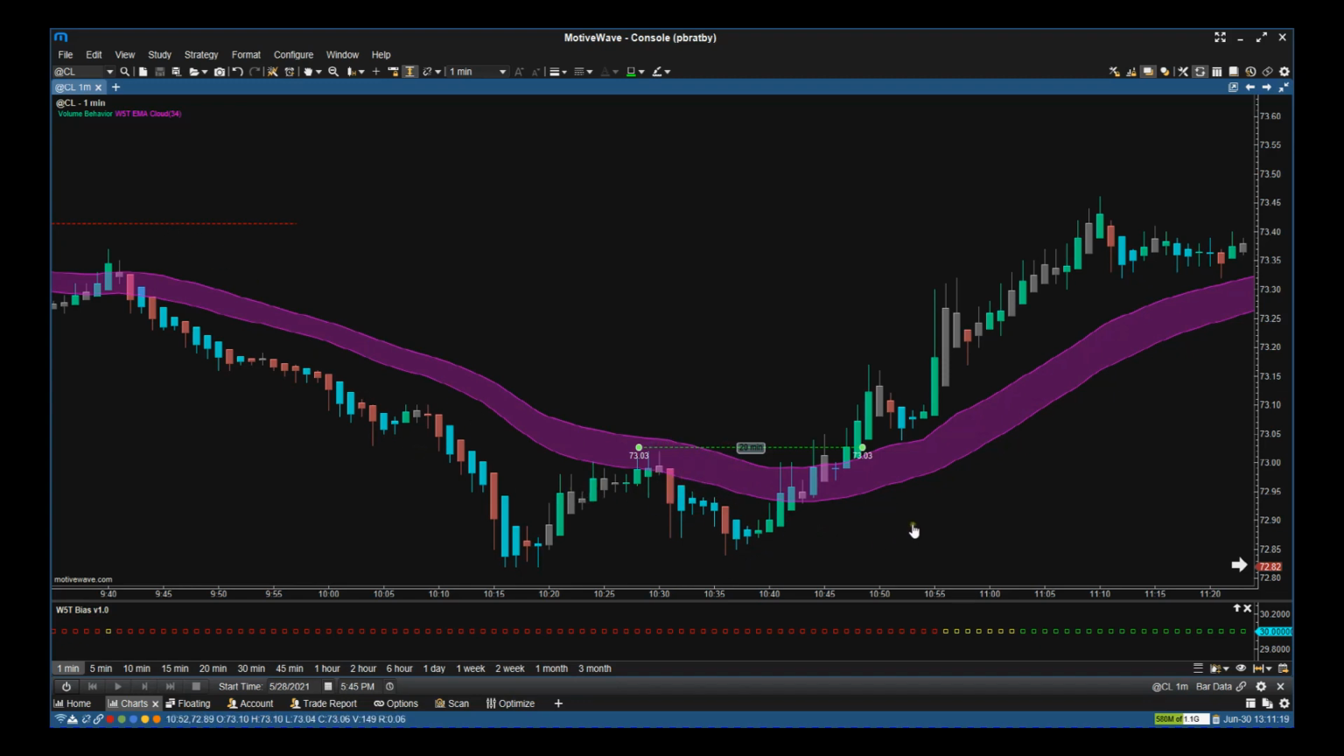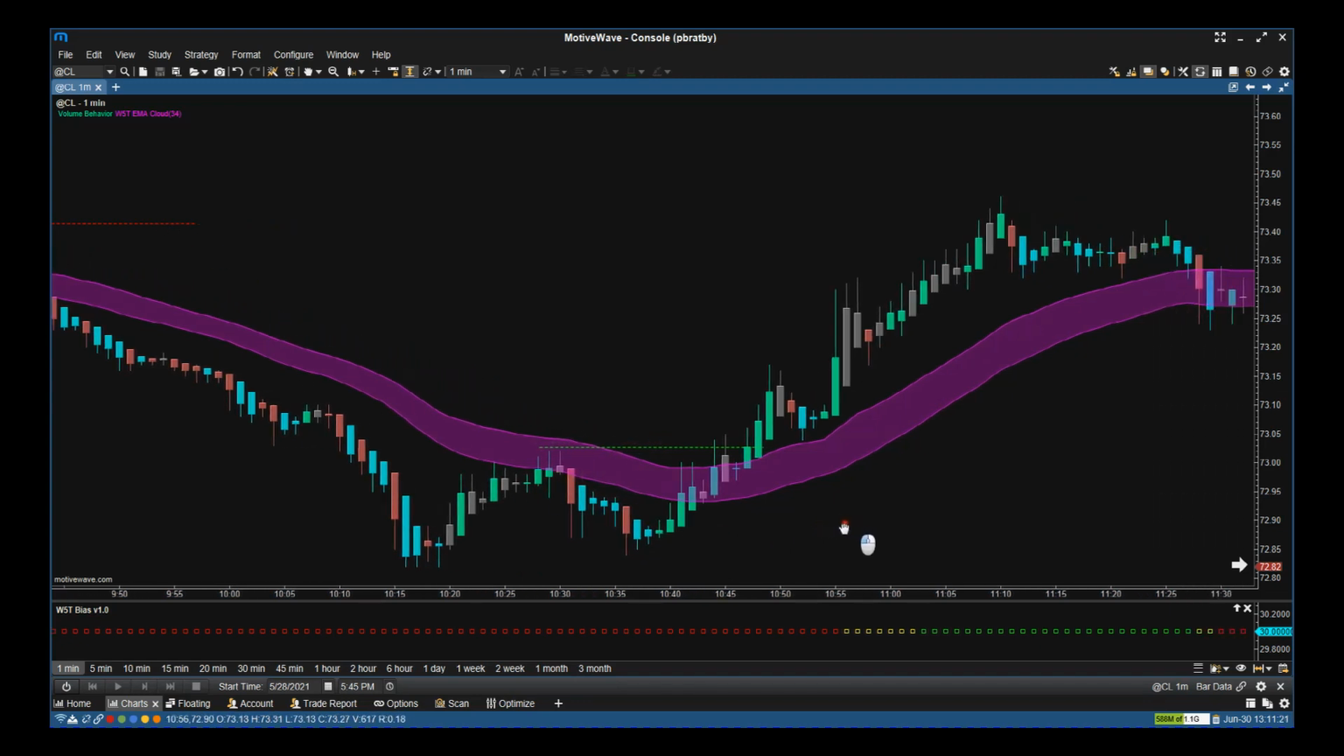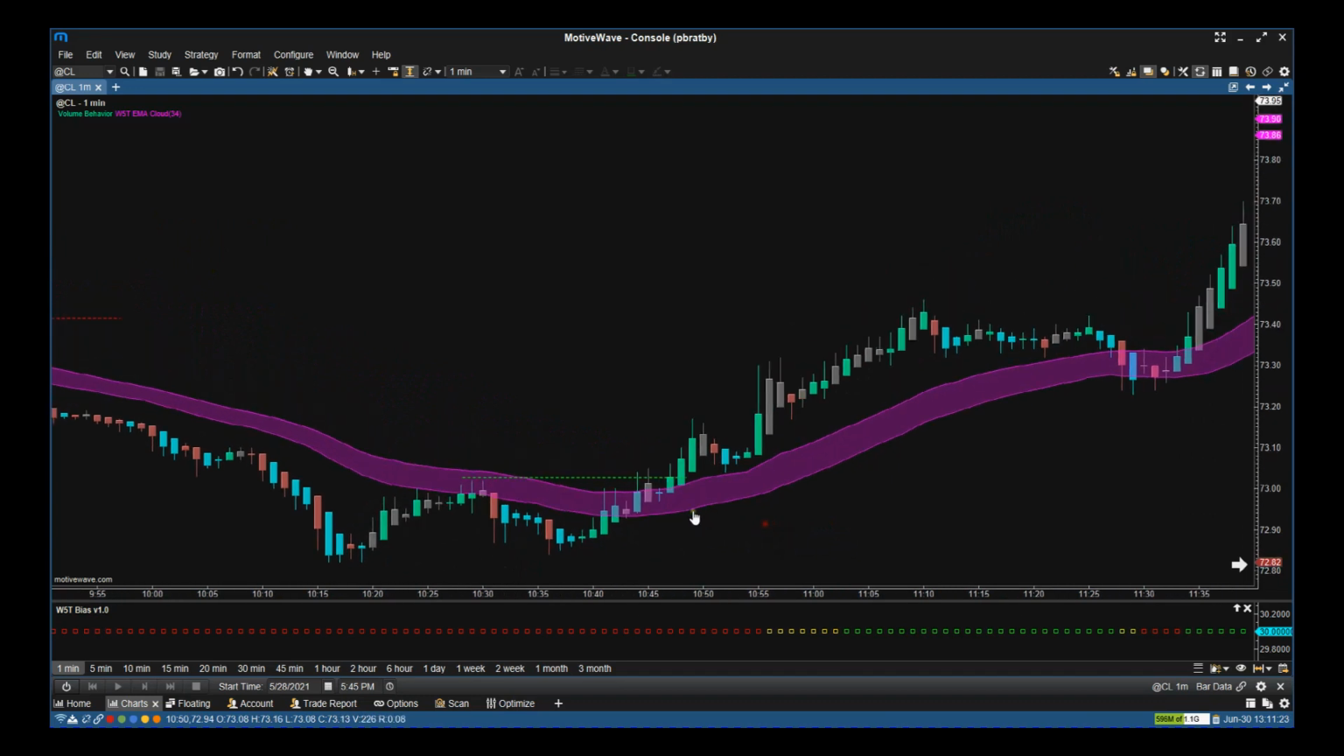But now we want to be going long. We want to be considering a long because we're getting all of these green candles. We've not got the bias to get us in yet. Bias is on this candle, okay? So the bias gives us the green light here on this candle. So a 73.36 entry. Stop would be just below the EMA Cloud here.